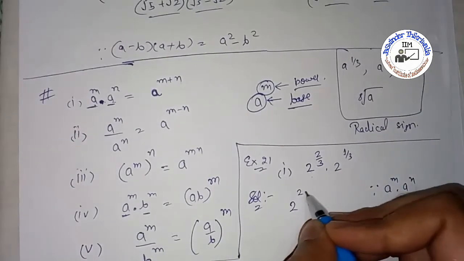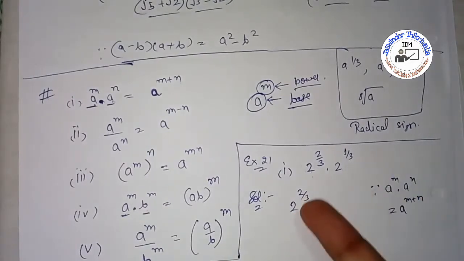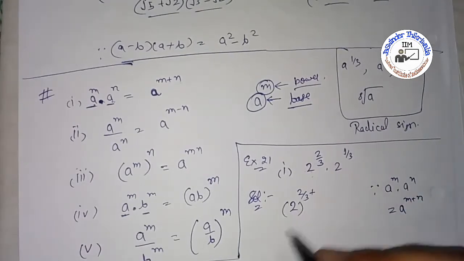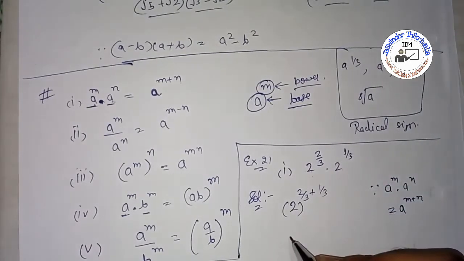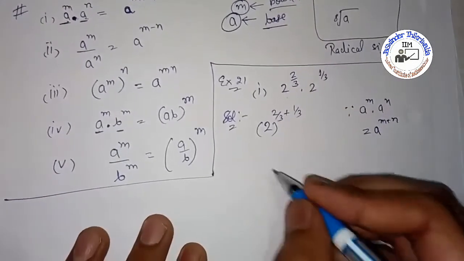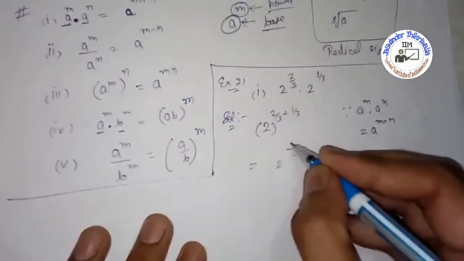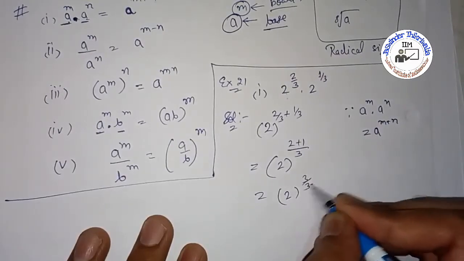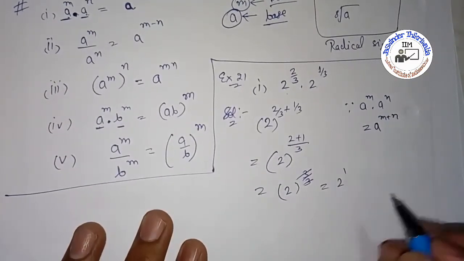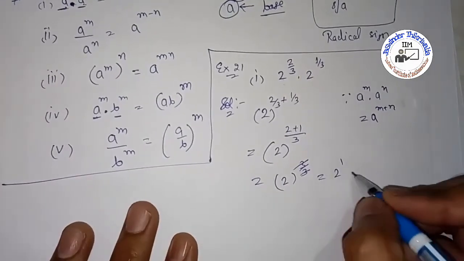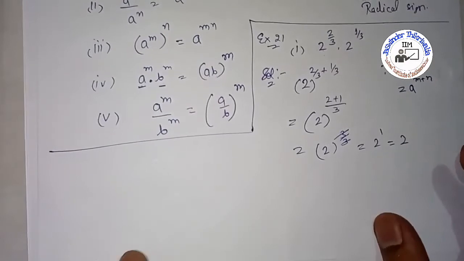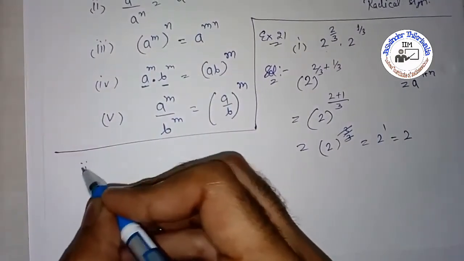So compare with that: 2 to the power 2 by 3 and 2 to the power 1 by 3. Then we will write this base and add these powers. When you add these powers, 3 will be the LCM and on the upper side 2 plus 1. So it will be 2 to the power 3 upon 3, 3 cancels by 3, so it will be 2 to the power 1. 2 to the power 1 means its answer will be 2. Quite simple. Okay, so now the next, second part.